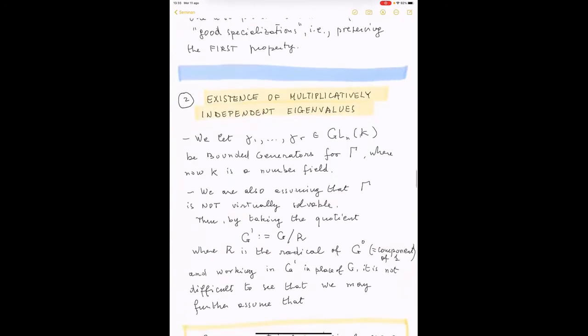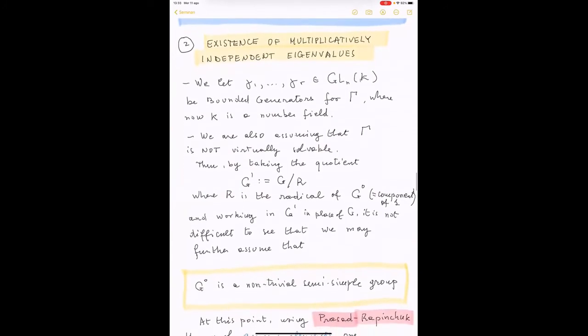So now a crucial step is this step on the existence of multiplicatively independent eigenvalues. So let gamma 1, ..., gamma r be bounded generation for gamma. They are defined in GL_N(K), where K is a number field. And they are semi-simple. And we are also assuming that gamma is not virtually solvable.